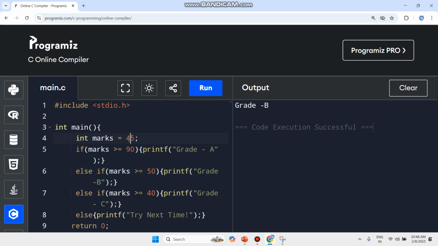Okay. After that, if I am putting 45, below 50, then what happens? It will come to C, right? After that, the last one: suppose I'm getting even 39, what? You fail, right? Try next time. And apart from the above values, all are fail. That is your grading system in the real world. Okay.